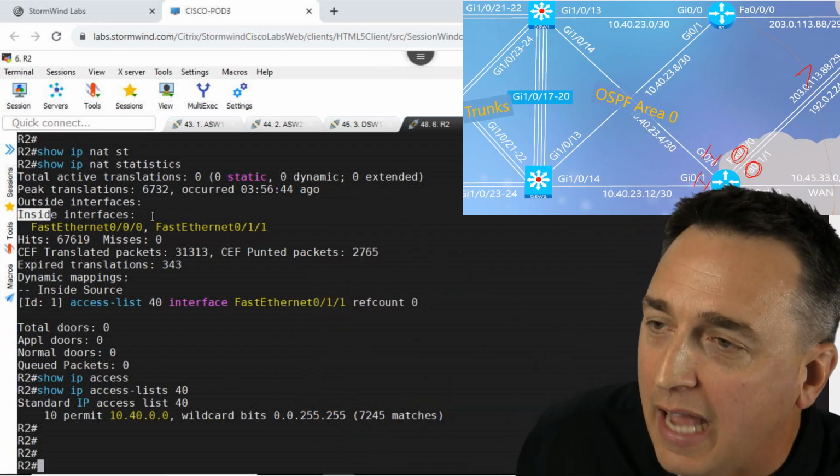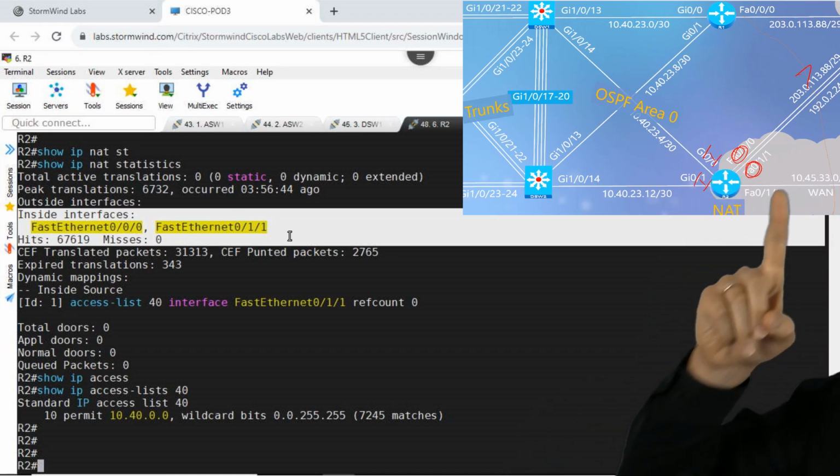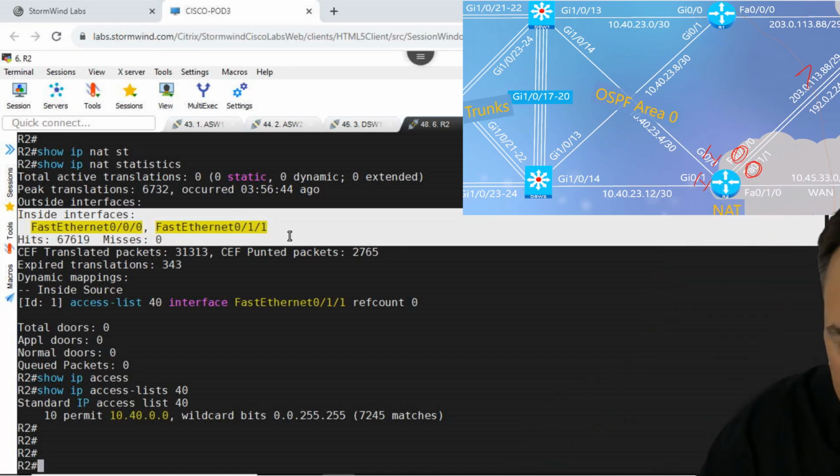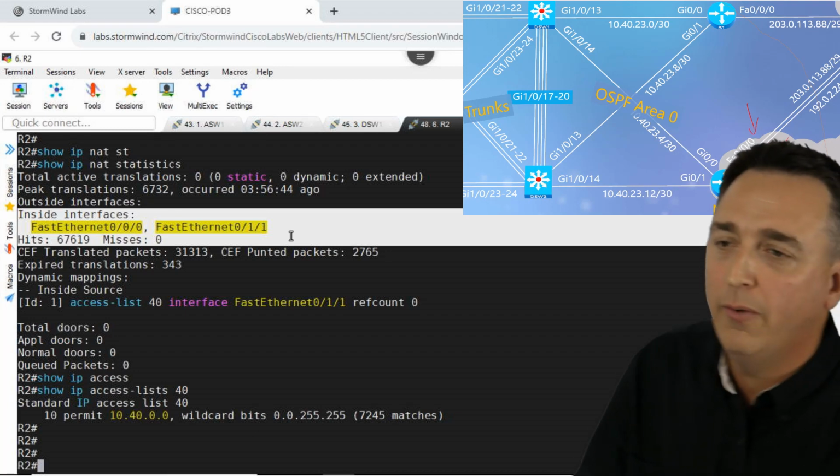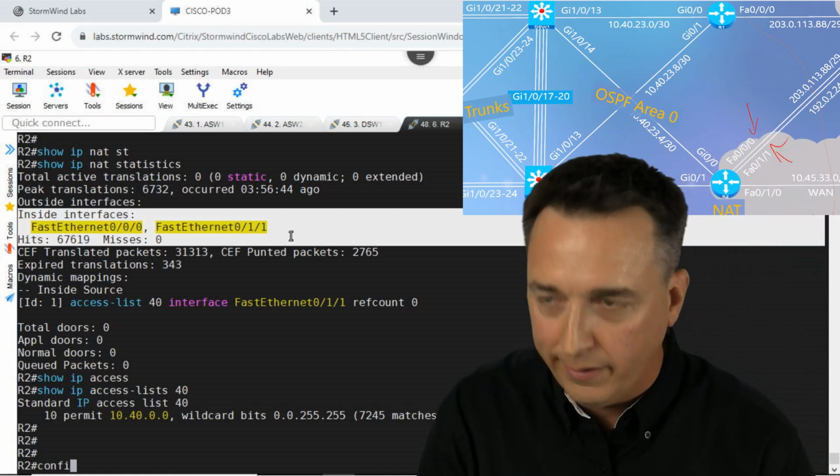Look what it says, inside interfaces. Wait a second. Those aren't the right interfaces, are they, folks? Nope. So I've got to fix all of that. All right, here we go.